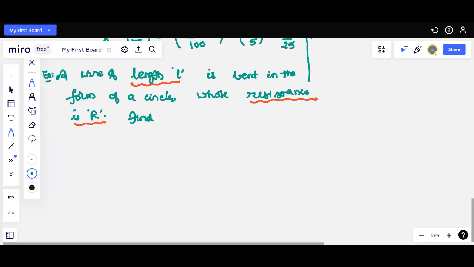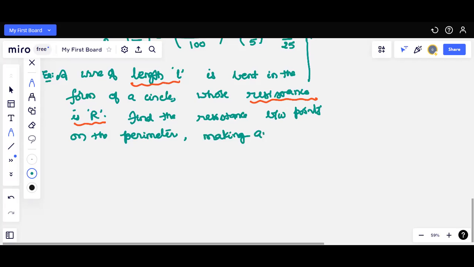find the resistance between 2 points on the perimeter, where you are taking the 2 points on the perimeter, making an angle theta at the center.